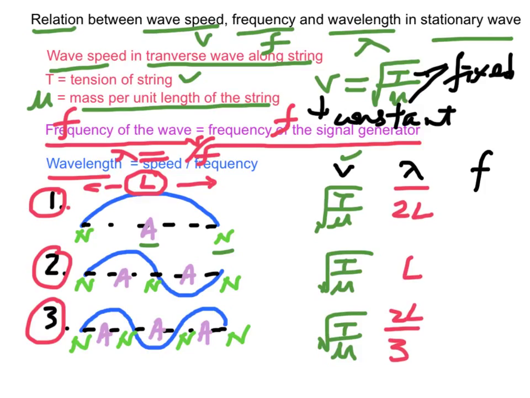If the frequency of the wave in case 1 is F0, then the frequency of the wave in case 2 will be 2F0, and that in case 3 will be 3F0. Notice that at higher frequency, the wavelength will decrease. That means we will have more nodes or more anti-nodes.